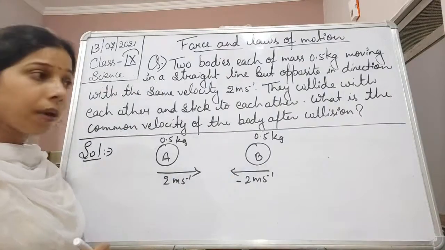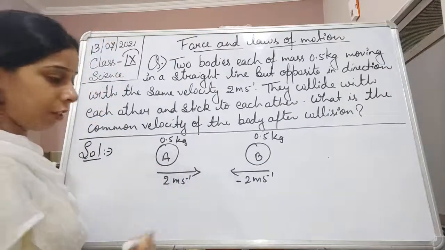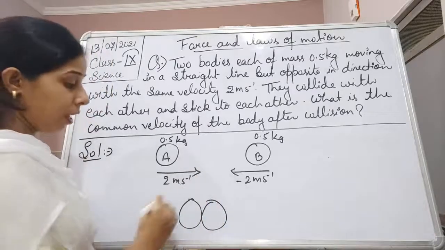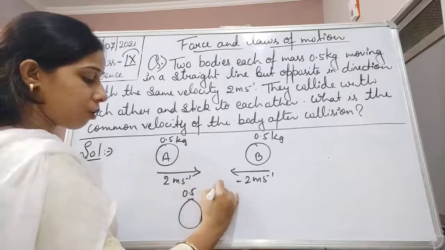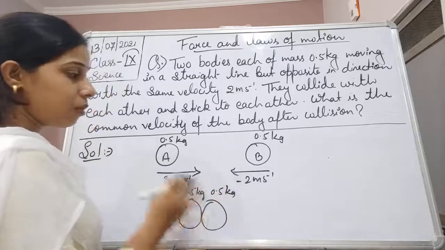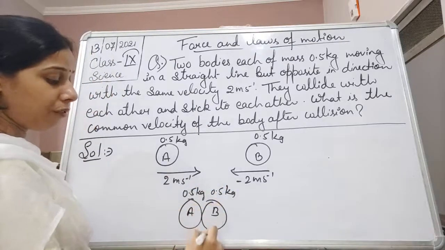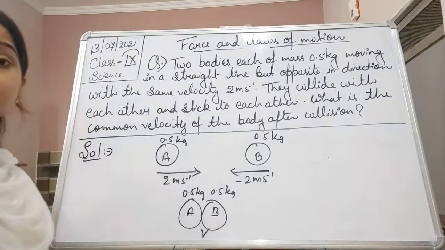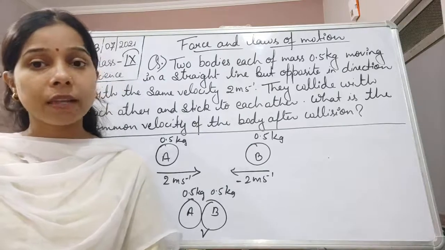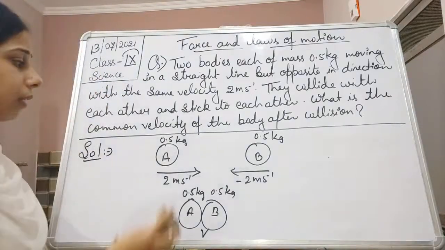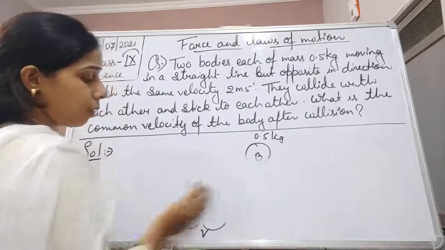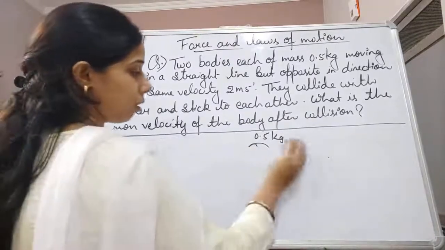Now what happened? After some interval of time, they collide with each other and remain stuck to each other. So there will be no change in the mass, students. But yes, there will be a change in the velocity, and this velocity will be common to both of them. This is the velocity v which we have to find. I hope you have understood the question. Now let us see what is given and how we can find the common velocity of the bodies after collision.